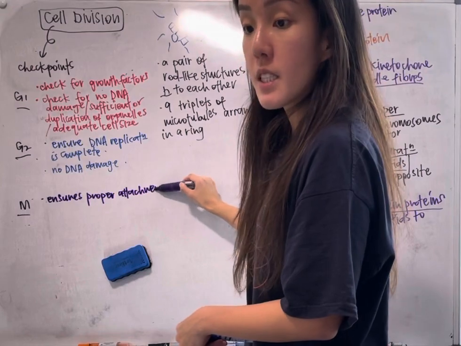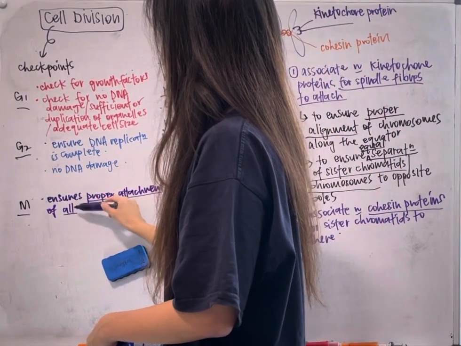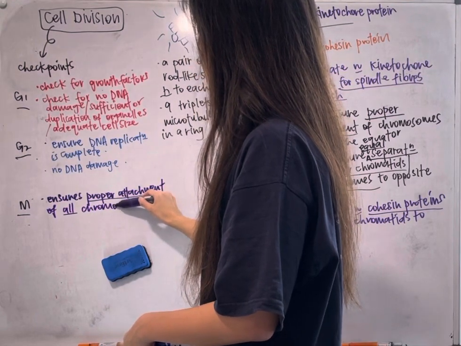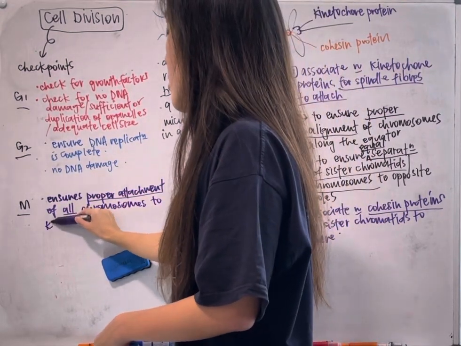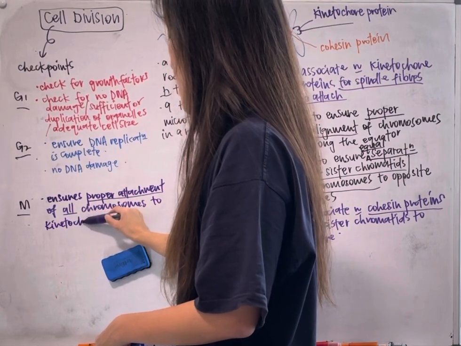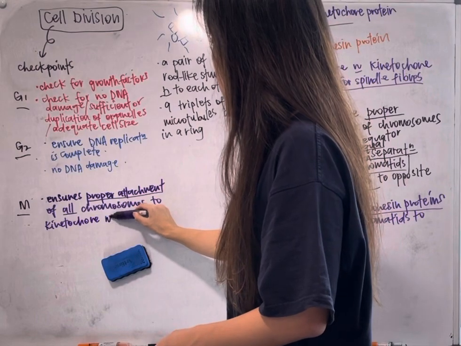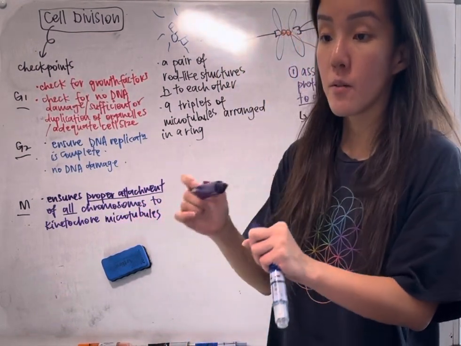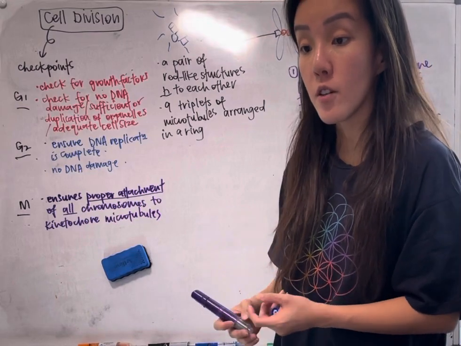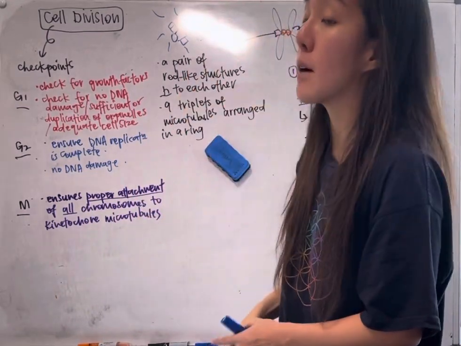So again, proper attachment is the keyword of all chromosomes to kinetochore microtubule. Also known as your bipolar tension, since they are going to align them along the equator. Okay, please specify what kind of microtubules you are checking for. Alright, because again, I already mentioned there is also polar microtubules, right?